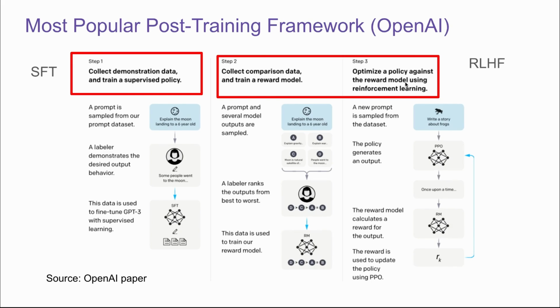I know there's a lot of new terminology: policy, reward, reinforcement learning. We're going to cover it later. So a new prompt is sampled from the dataset, different from the previous prompt. And then the policy generates an output. Basically, the model starts answering the prompt of write a story about frogs. And then the reward model trained from step 2 calculates a reward for the output, and then we use it to update the policy. Basically updates our LLM using PPO. I'm going to cover PPO later.